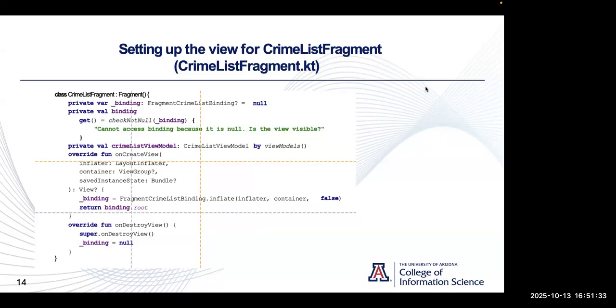And so setting up the view for the crime list fragment. In this case, we have a class list fragment, and we have to go ahead and bind it. Okay, so we have the binding, and then making sure that there's no null value. So if it's a new value, then it can access the binding because it's null, and making sure that the view is actually visible. From there, and again, this is the glucose list fragment, we have the private value of the crime list view model, or in our case, glucose list view model. And then we have the onCreateView. We do the inflater, the container, and the saved instance state. So all this stays pretty much the same for our assignment.